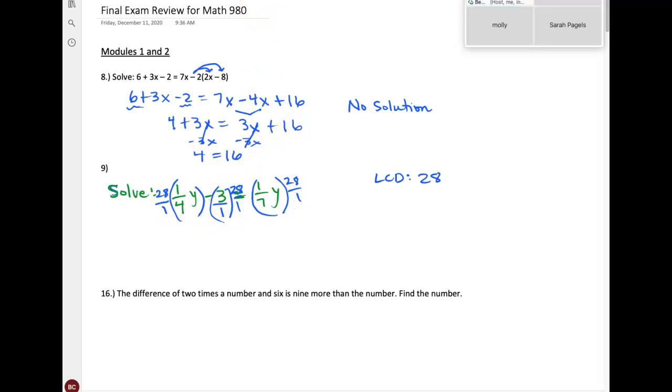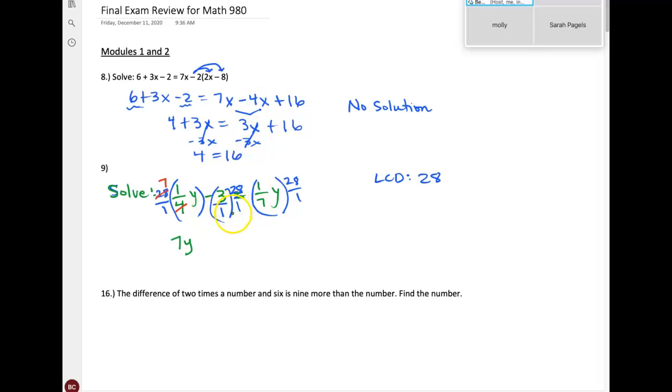And let's see, when we do that, what happens here? So 4 divides into 28 7 times, right? And so then I'm left with 7 times 1 times y is 7y, and there's no denominator there. I got rid of it, right? Then let's keep going here.